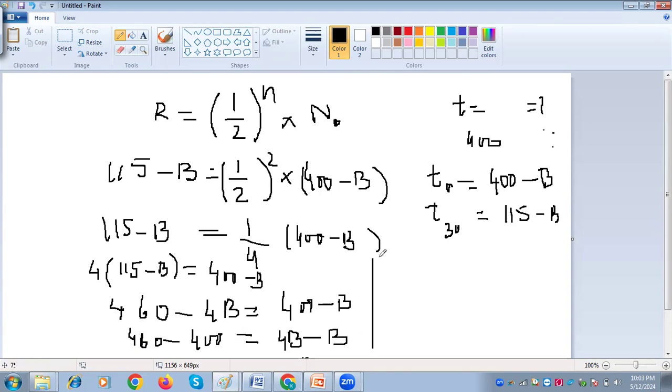So here we will do the next calculation. 460 minus 400 is 60, which equals 3B. So B will be 60 divided by 3, 20. So 20 counts is the background count.